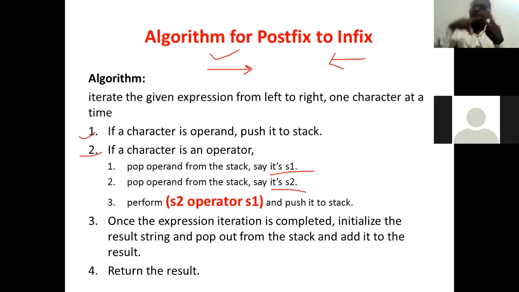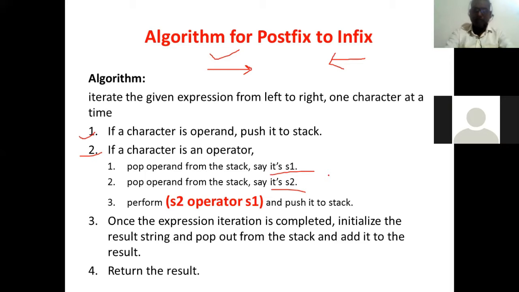First element and the second element. Say S1 is the first element and S2 is the second element. Consider it, S1 is your first element and S2 is the second element. Now perform, what do you have to perform? You have to create a new string. You have to concatenate the operand and operator according to a particular formula, or a particular statement we need to use.